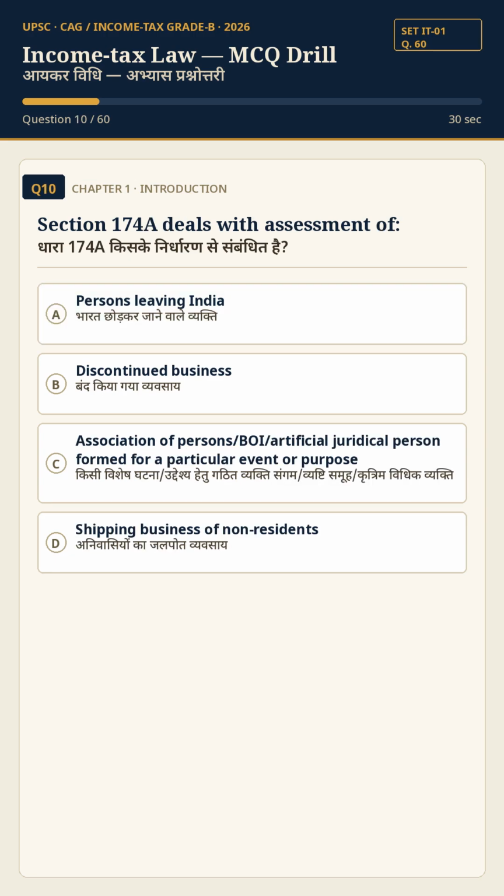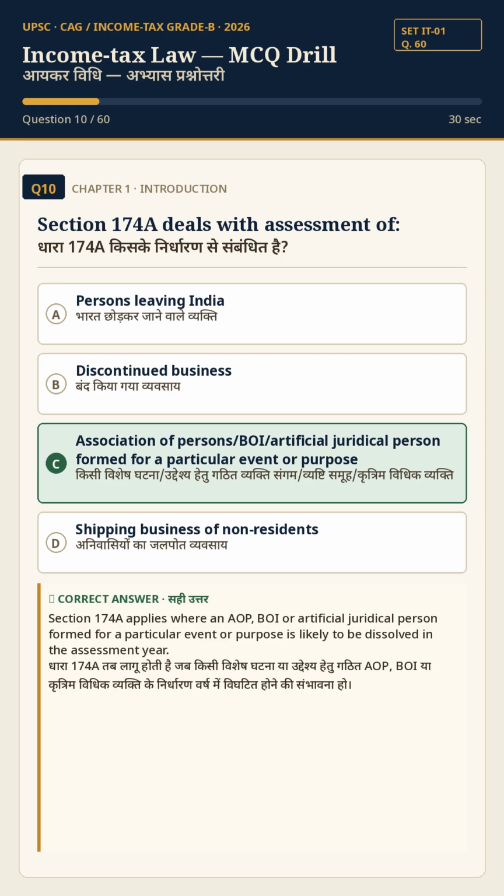Question 10. Section 174A deals with assessment of: Option A, discontinued business. Option B, association of persons, body of individuals, or artificial juridical person. Option C, shipping business of non-residents. Option D, association of persons, body of individuals, or artificial juridical person. The correct answer: Explanation. Section 174A applies where an AOP, BOI or artificial juridical person formed for a particular event or purpose is likely to be dissolved in the assessment year.